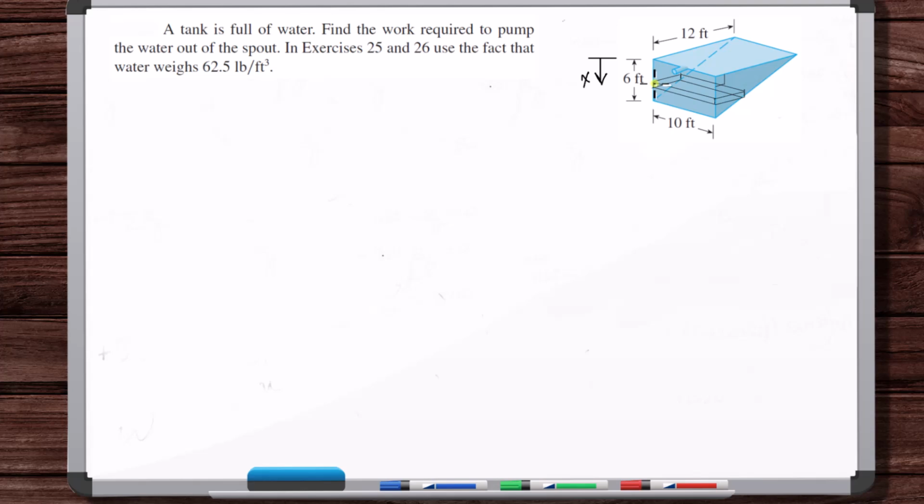And the idea is we're going to assume that all of the water within each rectangular prism needs to be moved one vertical distance to get to the spout. And so then we'll calculate the volume of each rectangle, multiply that times the vertical distance, and we'll get the work done to move the water out of that rectangle. We'll add up the work done for all of the rectangles to get the total work.